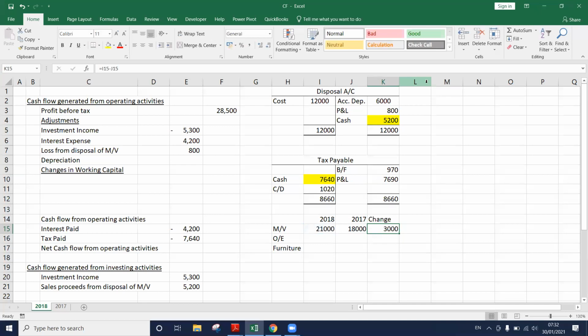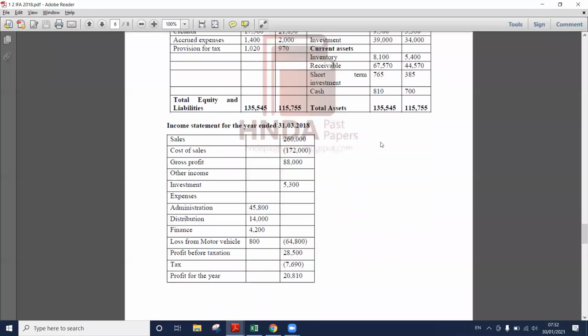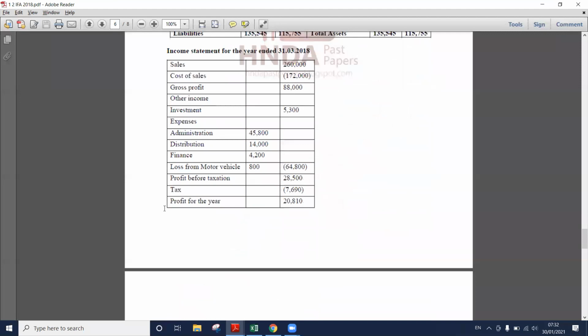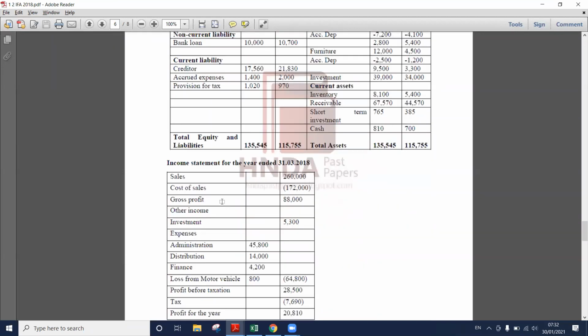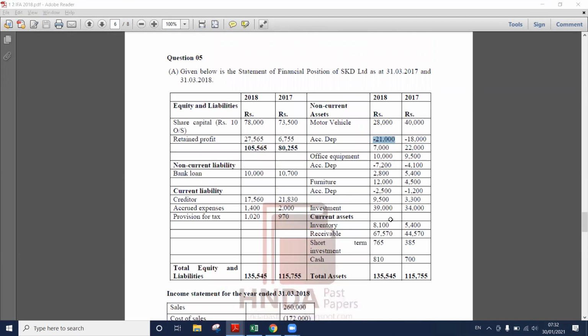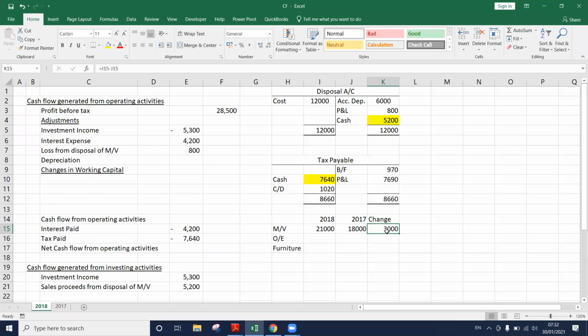If the disposal information was not there, that is, if we had not disposed any motor vehicle, then the increase in accumulated depreciation would be the depreciation charge for the year. But here we are told about a disposal: we have disposed a motor vehicle. When disposing, the accumulated depreciation relating to the disposed asset is transferred to the disposal account. So the correct depreciation amount is not reflected. So we need to keep that in mind.